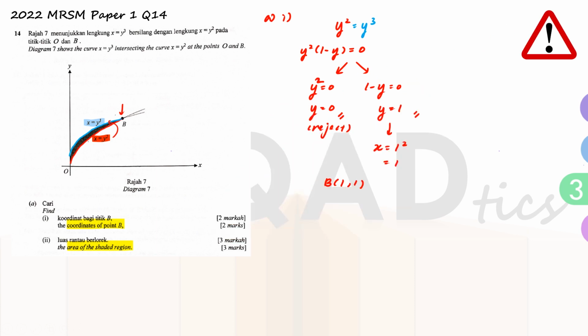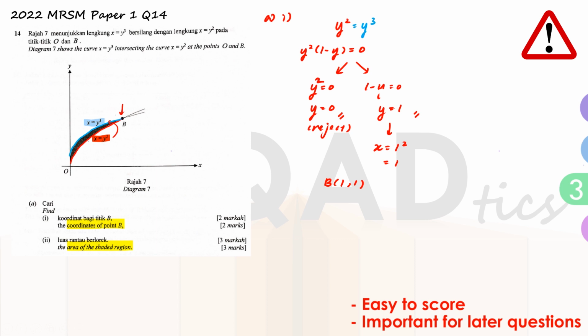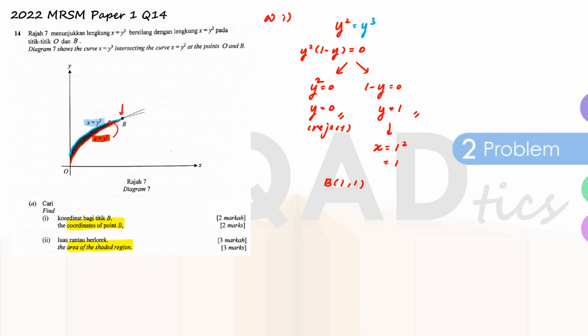So for integration, these kinds of finding-coordinates questions are useful for future questions because they help us to determine the limits of the integral, which tells us to integrate from which value until which value. So make sure you score well because it's the easiest part, and it also plays a big role in the future questions. And for the second part, we need to find the area of the shaded region.